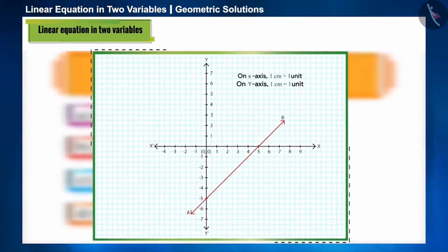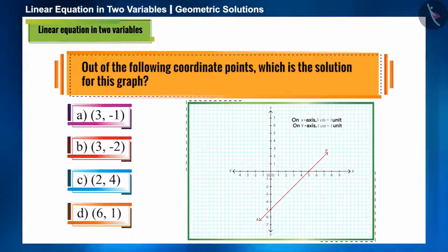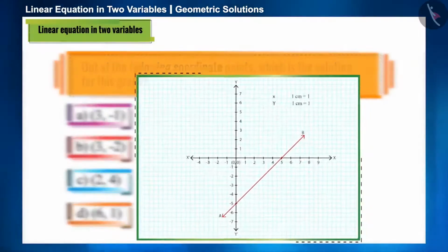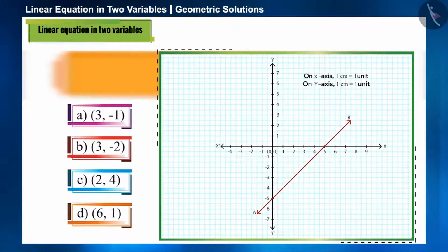Friends, here only line AB is given, but its equation is not given, in which let's substitute this coordinate point and check whether it is a solution or not. So what should we do now? You can think of an answer by pausing this video. As we already know that a line is formed by infinite points and all those points are solutions of that equation. Here we only have to see whether the given points are on this line or not. Let's see.